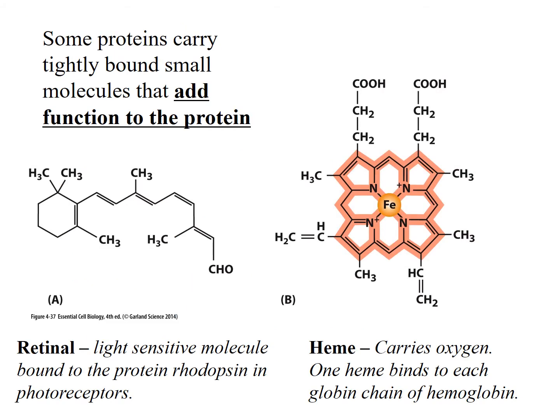Some proteins that are active in the body or in cells carry tightly bound small molecules. We call these small molecules prosthetic groups, and those molecules add function to the protein. Like for example, on the right, what we see is a heme group. A heme group carries oxygen on the iron center. One heme binds to each globin chain of a hemoglobin molecule, which we know from the previous video is in the form of a tetramer.